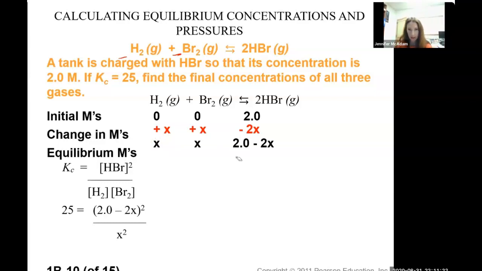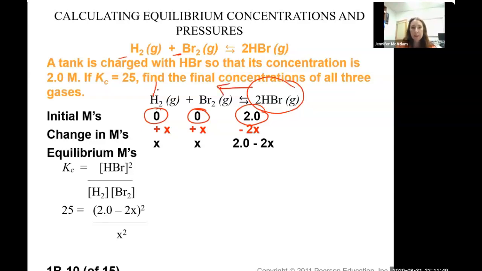That's a great question. To figure out these pluses and minuses, you have to figure out your Q, right? That's why we have the Q. The Q tells us which way it's going to go. The only thing we're given here is that this is a 2 and this is a 0 and this is a 0. Since all we have are products, this reaction has to go backwards. If it goes backwards, this reactant has to increase, this reactant has to increase, and this product has to decrease.